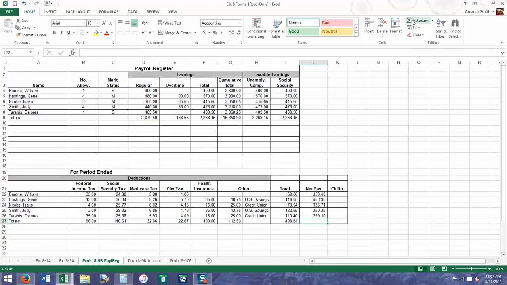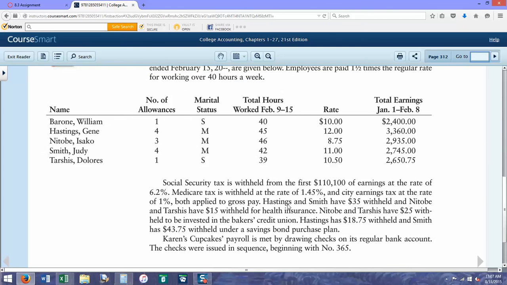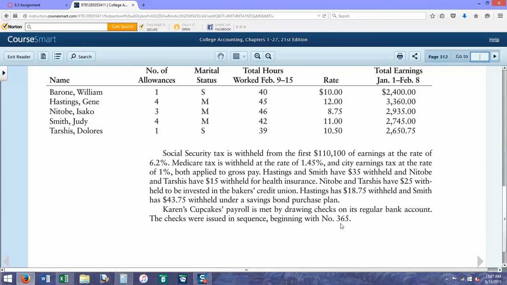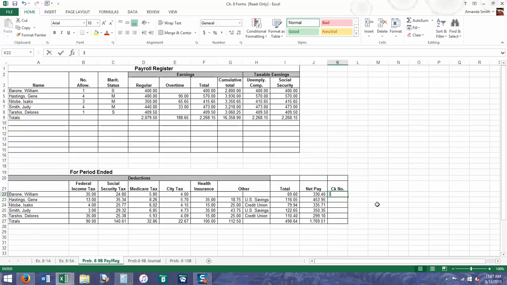And then we need to add the net pay amounts. And the total net pay is $1,769.51. The last thing that we have to do is enter the check numbers. So for the first one, the check number is 365, and then it is sequential, so it's 365, 366, and so forth. Now that we have this information, we're going to transfer it straight to our journal.